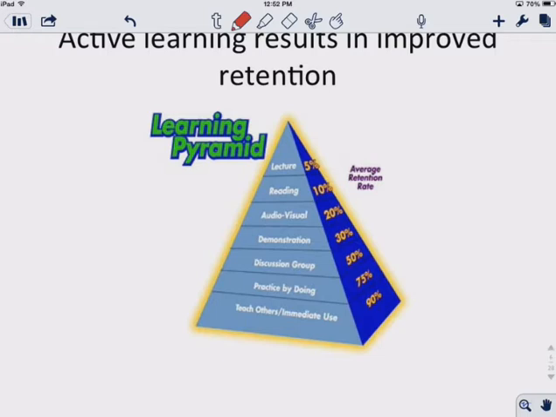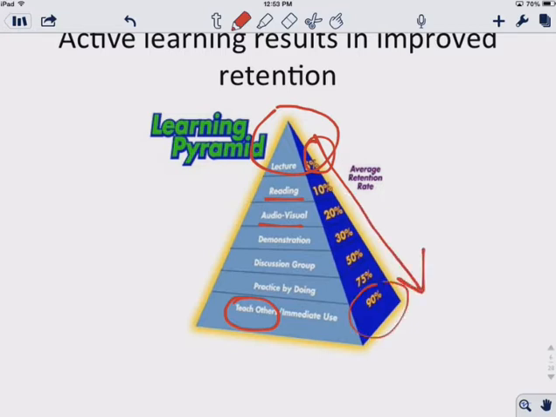The learning pyramid is pretty self-explanatory. Average rate of retention. If you notice here at the top, your traditional lecture, when a teacher just talks at you, the rate of retention of that is only about 5%. But the more active the student is in learning the material, going from reading to audiovisual all the way down to where we actually let you teach your peers, the rate of retention increases. So that's going to be a benefit to you as we embark on this active learning structure in our classroom.